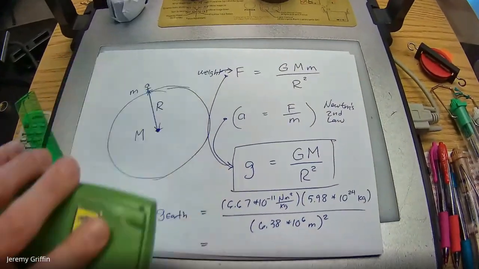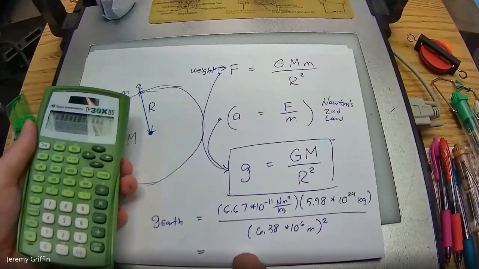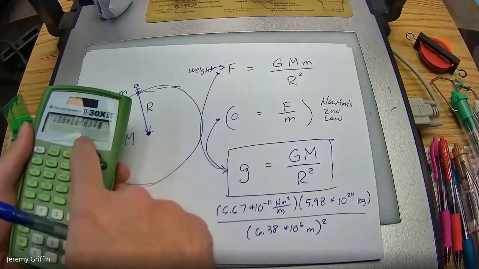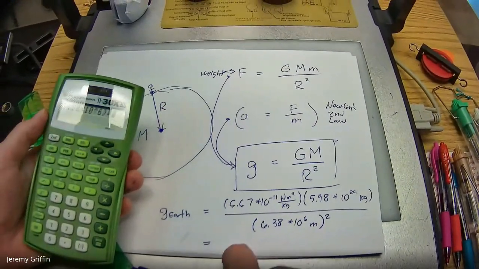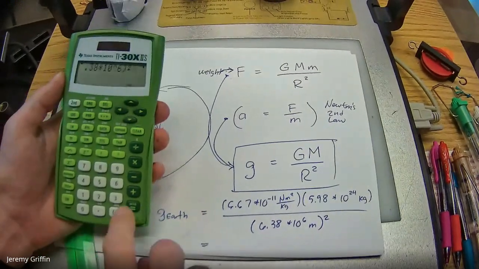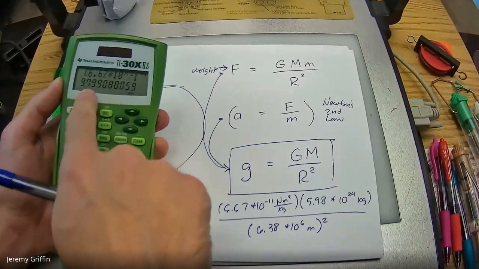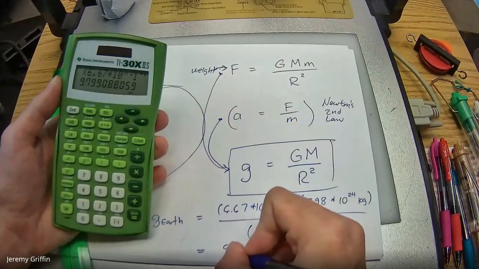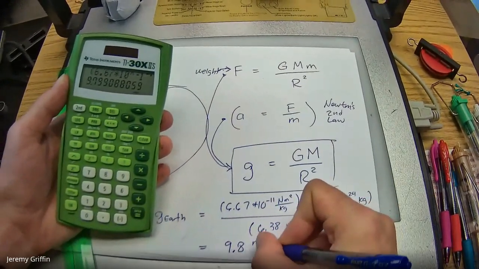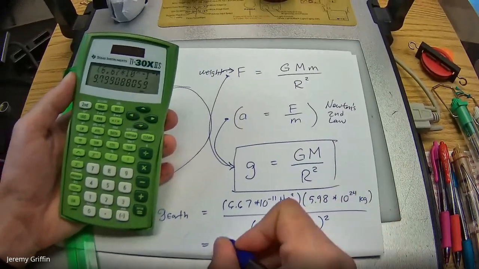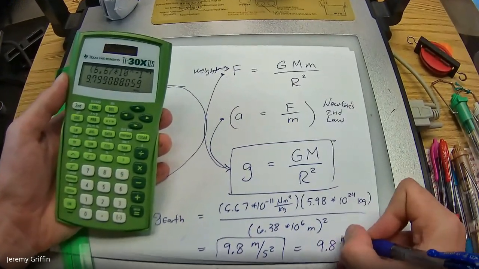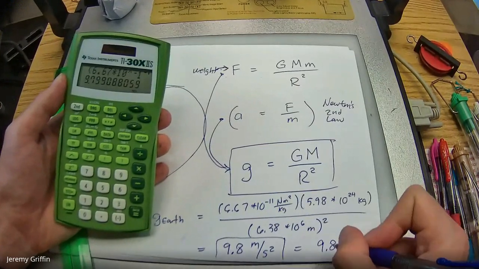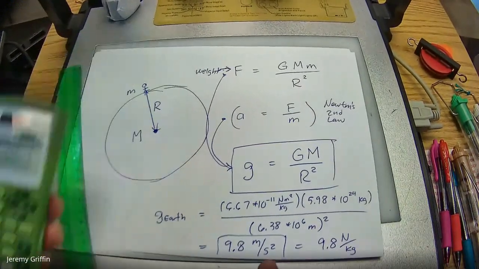Square that. Now, when I hit enter, what number is going to flash on my screen? And I bet you guys already know the answer. 9.8 meters per second squared. Moment of truth. 9.799. 9.8 meters per second squared. Also, sometimes AP writes it this way: 9.8 meters per kilogram. If you ever see that, same thing. Okay. There you go. All right.